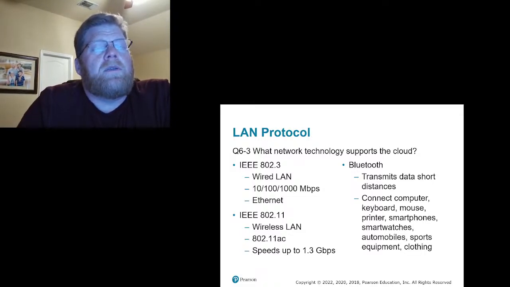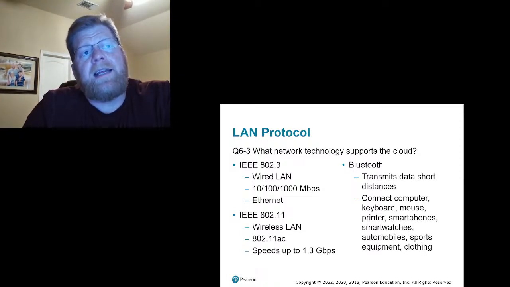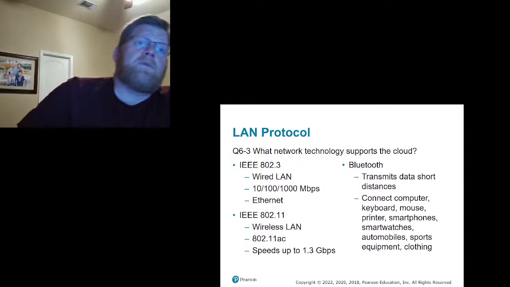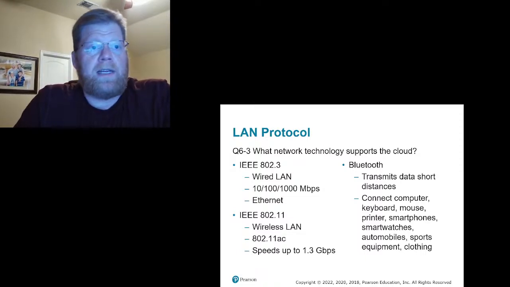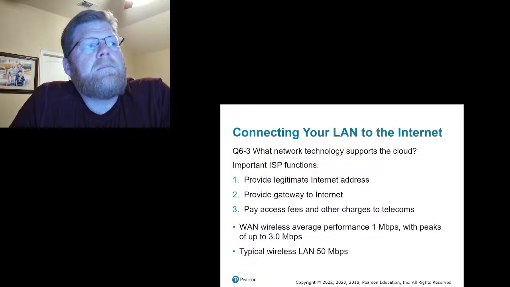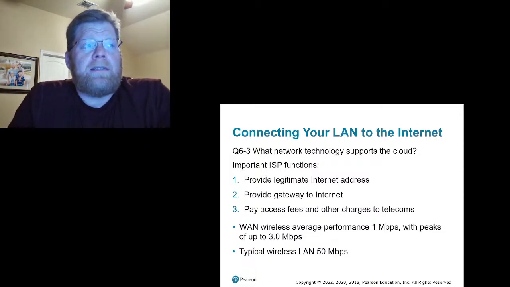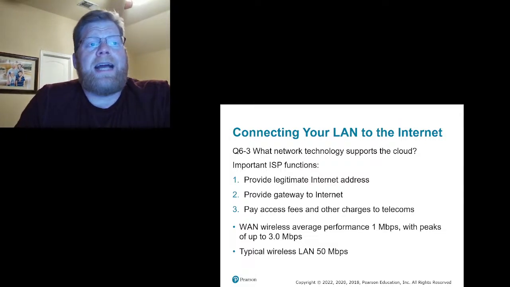6, and so that puts us at 2.5 to 5 gig connectivity speeds for Wi-Fi, and then we also can throw Bluetooth in there as a tertiary connection as well with Wi-Fi, but it's also used for transmitting short distance for computers, connection, keyboards, mice, and you know that entire list there as well, right? Your ISP, or your internet service provider, is a legitimate provider. They provide a legitimate internet address, a gateway to the internet, and access fees and other charges to telecoms, right?